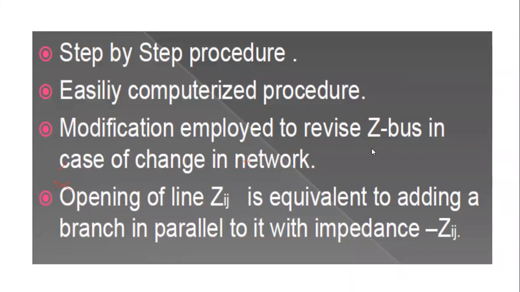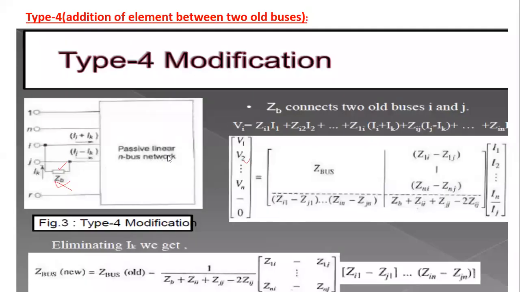The modifications are employed to revise the Z-bus in case of change in the network. If the network is changed, therefore some modifications are employed. Next, opening of the line Zij is equal to adding a branch in parallel to it with impedance. These are the various steps that will be calculated for the formation of the Z-bus building algorithm.